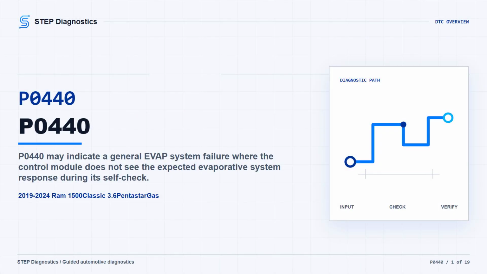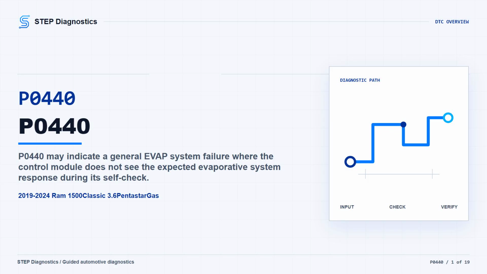On this Ram 1500 Classic with the 3.6 Pentastar, P0440 is a general EVAP system failure. In plain terms, the PCM is trying to confirm that the evaporative emission system can pull the expected vacuum response and see the ESIM switch react. The driver may only notice the MIL, and the truck may otherwise run normally.